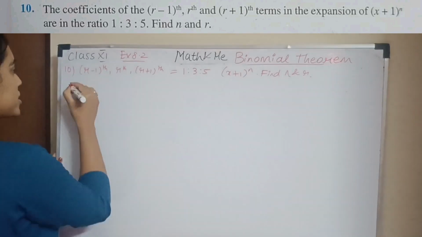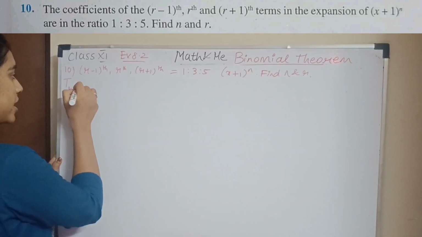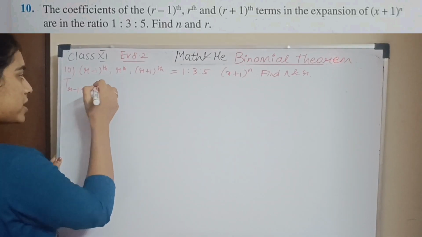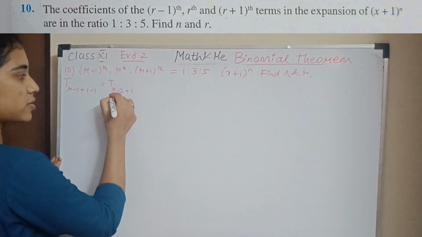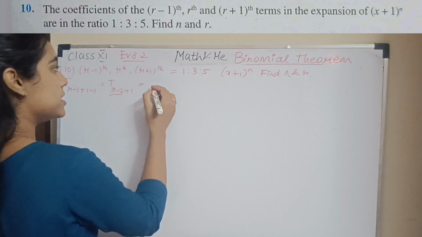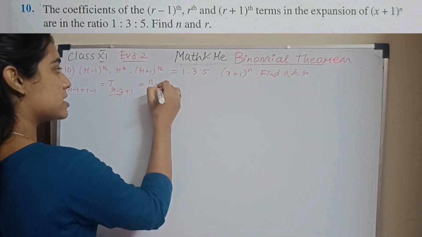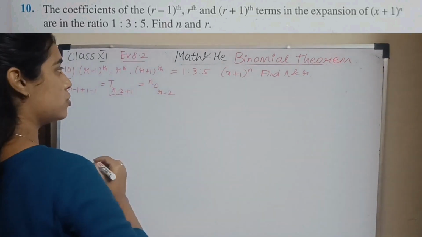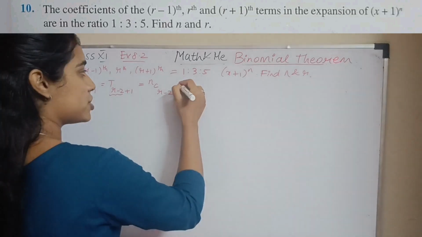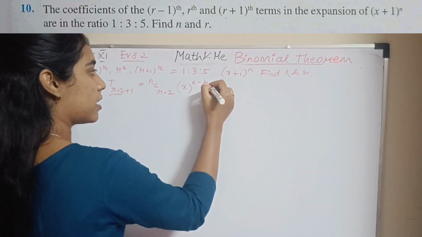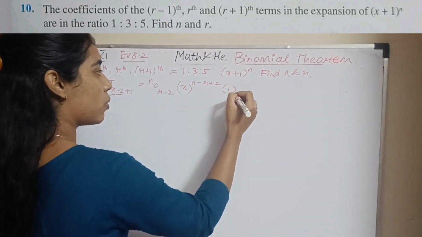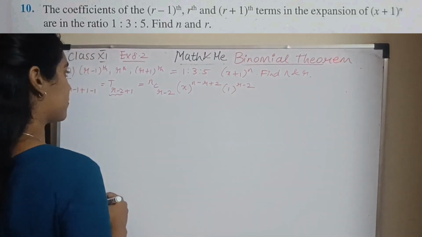So what is my r minus 1th term? It is T of r minus 1 plus 1 minus 1, that is T of r minus 2 plus 1. So this is my r. It equals nCr minus 2 times x to the power n minus r plus 2 times 1 to the power r minus 2.